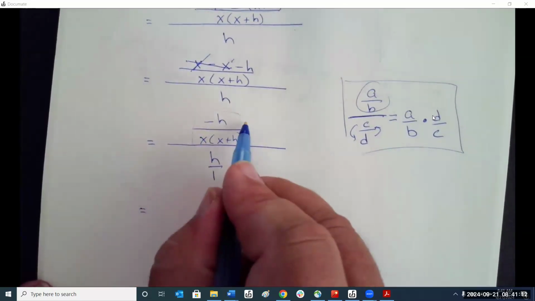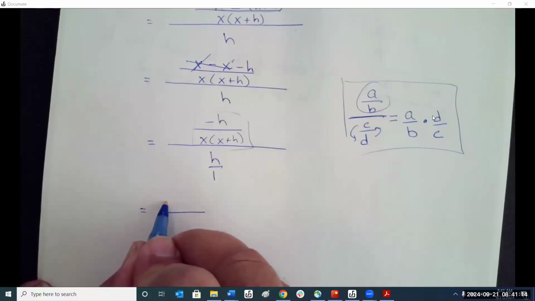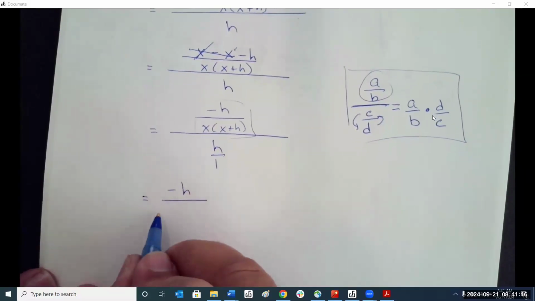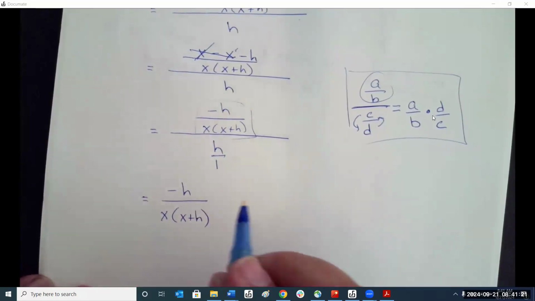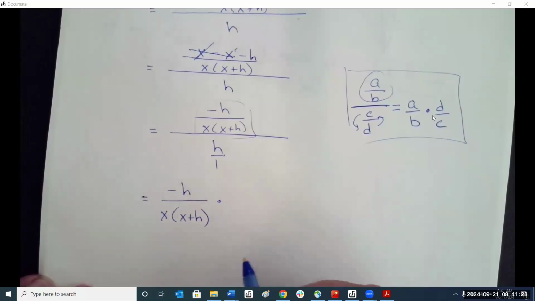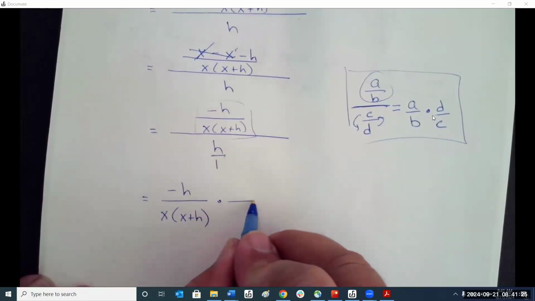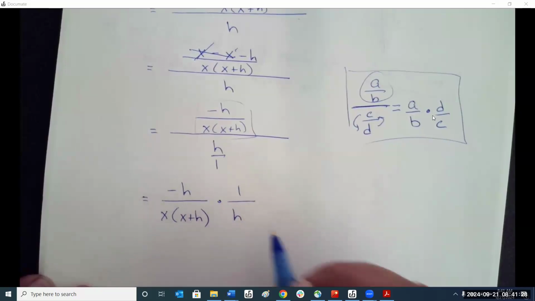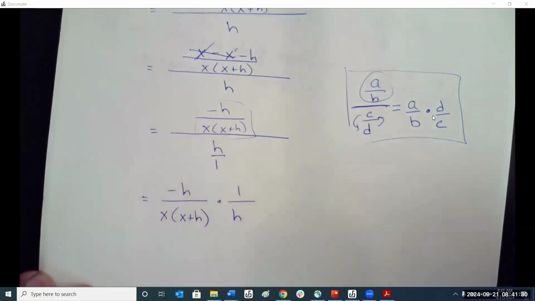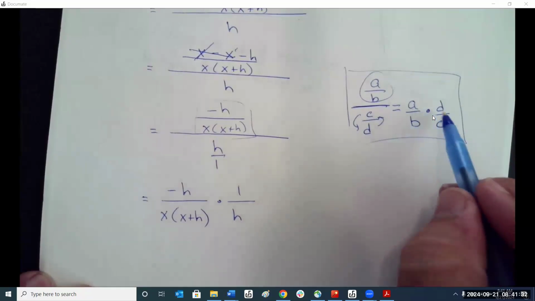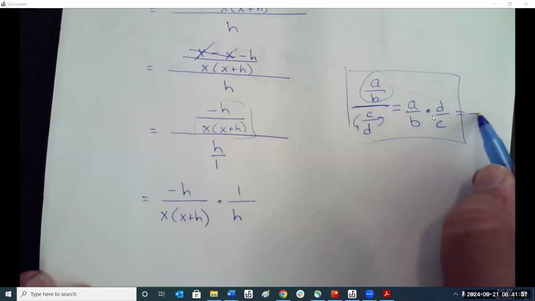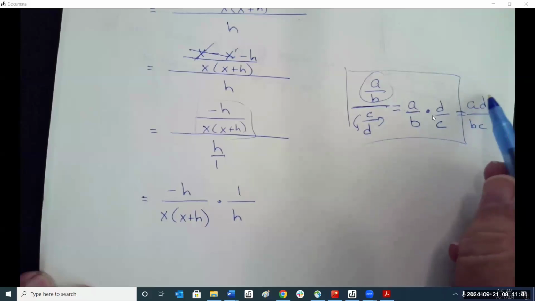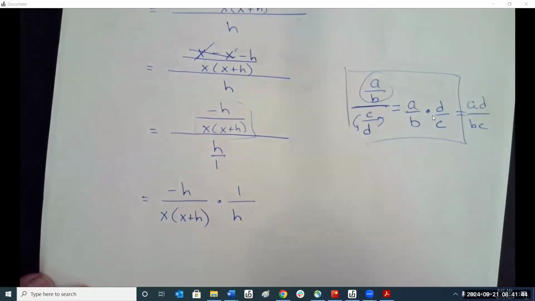So we take the top fraction, leave it alone. Negative h, x plus h, times the flip of the bottom, which is 1 over h. Whenever you multiply fractions, it's like it's one long equation. Everything on top, everything on the bottom. Don't multiply them.